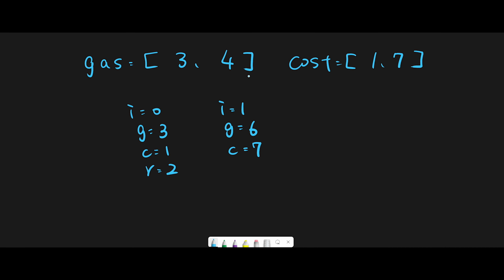So let's see one by one. So at index 1, we will get 4 gas. And we use 7 gas to move to next place. So we are short of gas, right? So in that case, we can't start at any place. So that's why in this case, we should return -1.